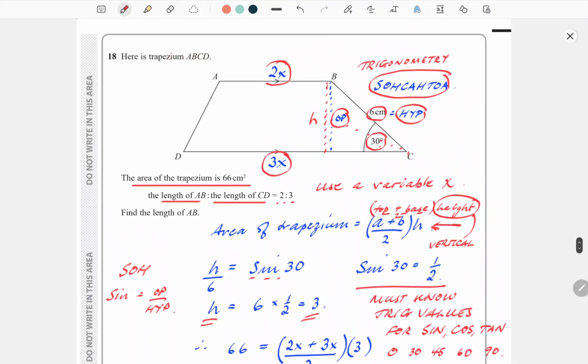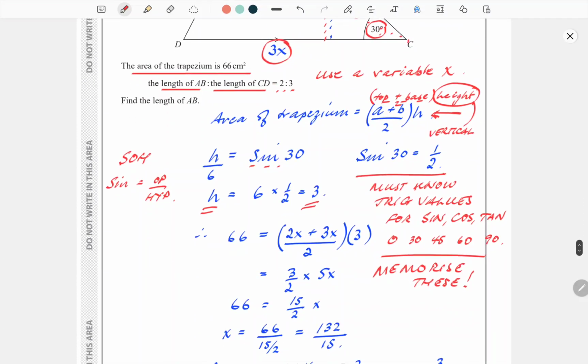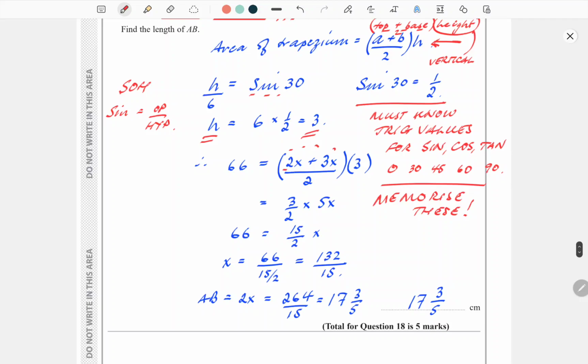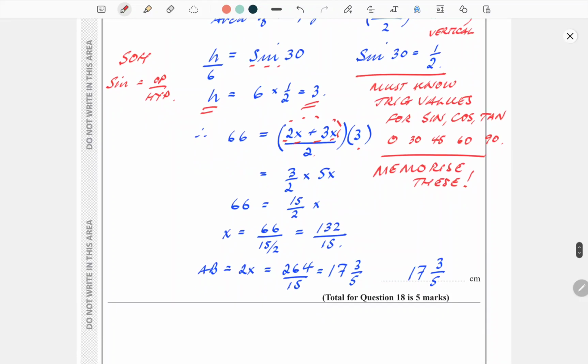Remind yourself that my top AB was 2,6 and the bottom CD, or DC, excuse me, was 3x. So put together, you've got 5x divided by 2 times by 3, so 1.5 times 5x. And what I've done is left it as a fraction because, again, it's a non-calculator paper, so you've got to work with whatever's easiest to work with. And you get 15 over 2x, so 15x over 2 equals 66.